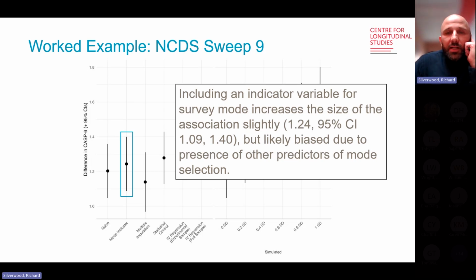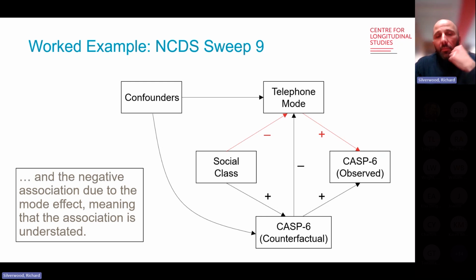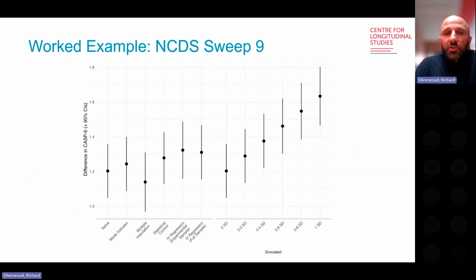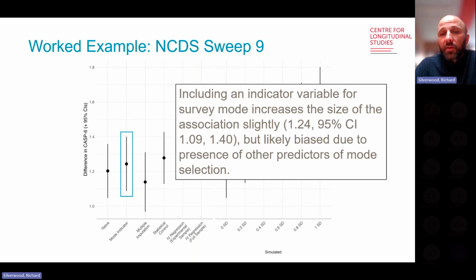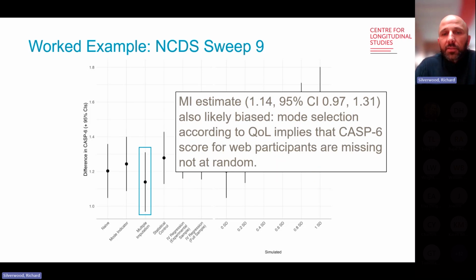The next thing that we do is try including just an indicator variable for survey mode. So I'll just pop back to the DAG. What happens when we do this? We can see that survey mode here is a collider. So we believe that by doing that, we would also really need to be adjusting for the confounders here. And there's a problem also because it will induce some association with the counterfactual value of the CASP-6 score. So we would expect that accounting for mode by itself isn't going to be sufficient to address the mode effects here. But if we do that, we see a slight increase in the size of the association to 1.24. But as I say, it's likely to be biased.